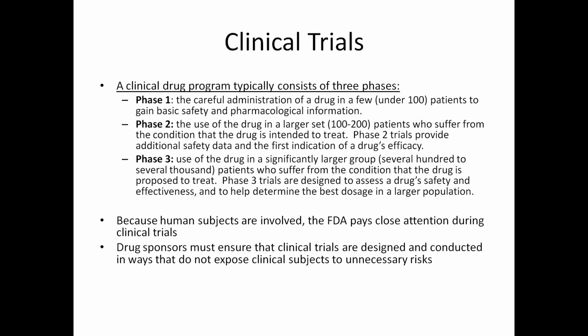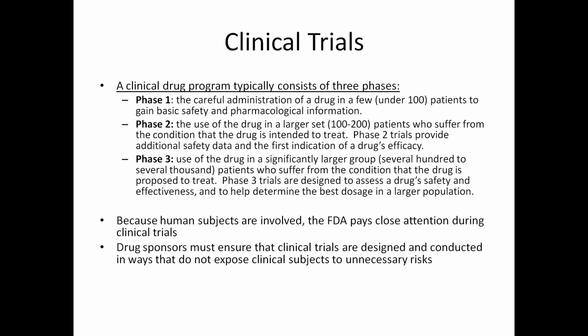A clinical drug program typically consists of 3 phases. Phase 1 is the careful administration of a drug in a few, under 100 patients, to gain basic safety and pharmacological information. Phase 2 is the use of the drug in a larger set, 100 to 200 patients, who suffer from the condition that the drug is intended to treat.